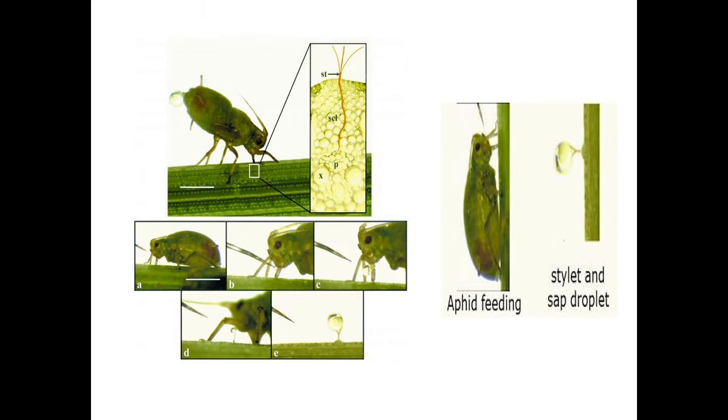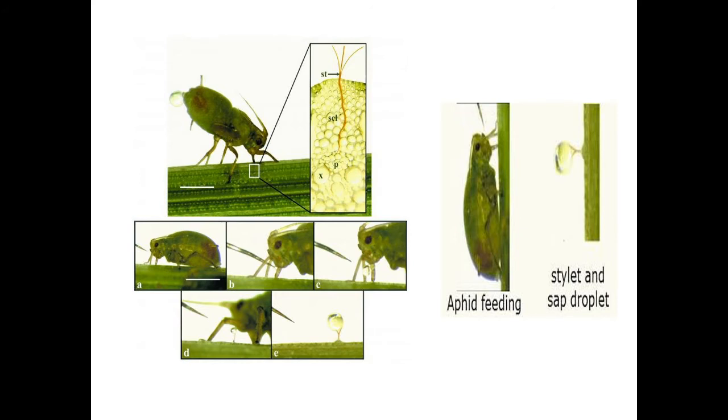During this experiment, the feeding aphid is anesthetized with carbon dioxide. They supplied the carbon dioxide to this feeding aphid, and it slowly anesthetized, and they separated this aphid from its proboscis.